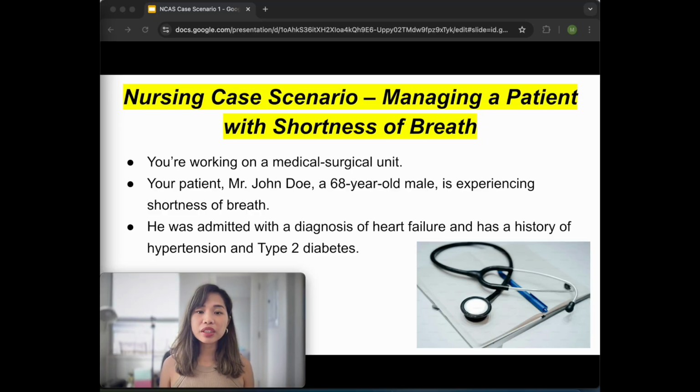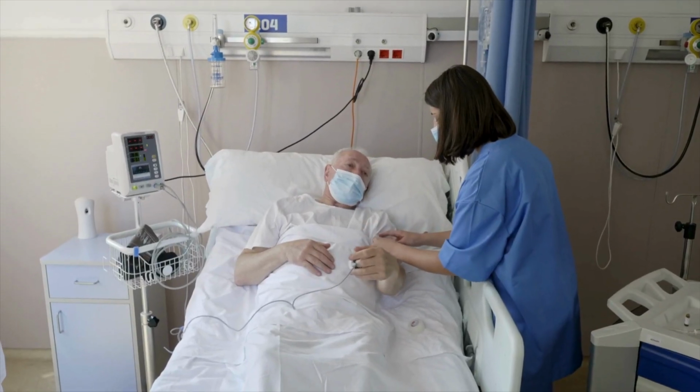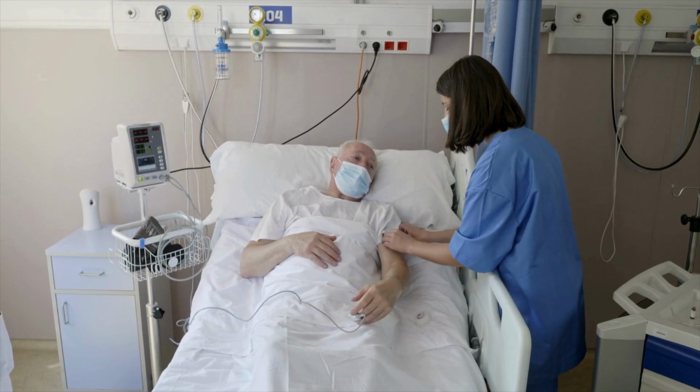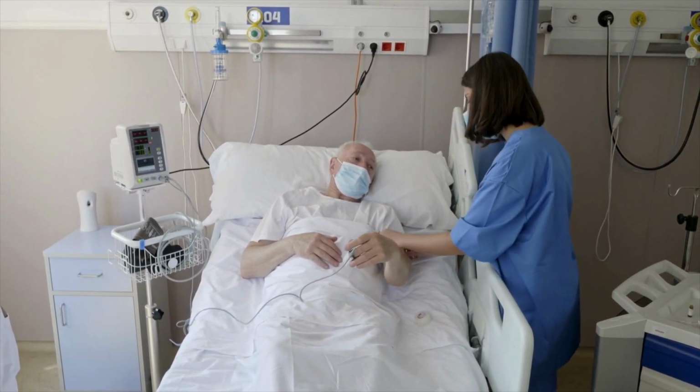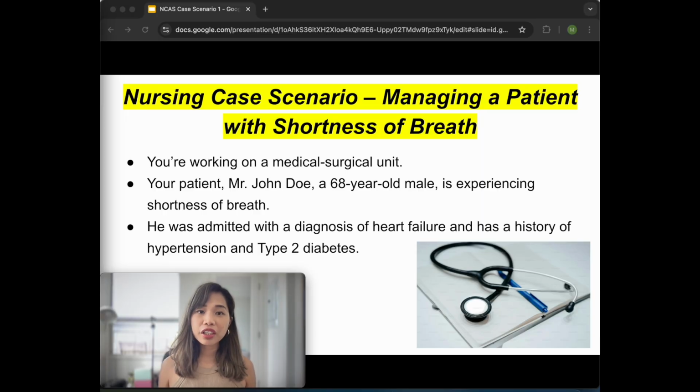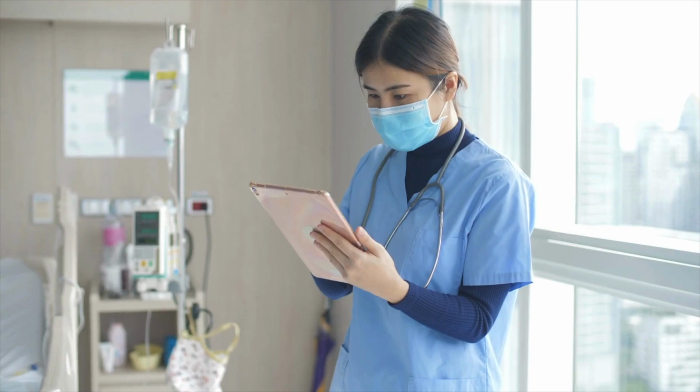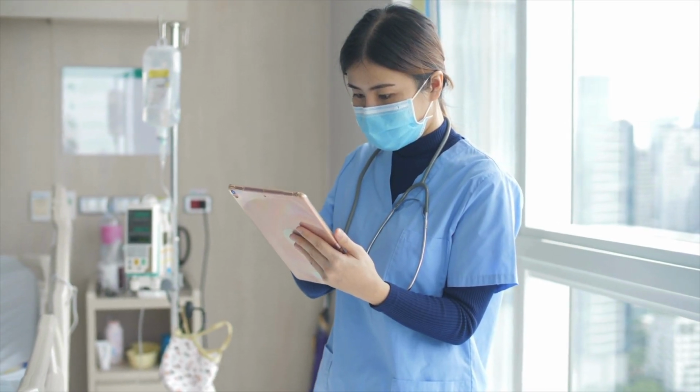Now, put yourself in this scenario. Imagine yourself in the lab room or the nursing simulation room, and you're an internationally educated nurse, or an IEN, and you are doing your Inspire Global Assessment or NCAS. You're given this scenario. Now, with this information in front of you, the first thing you need to do is pick out the key information that you will need to do your first assessment with your patient.